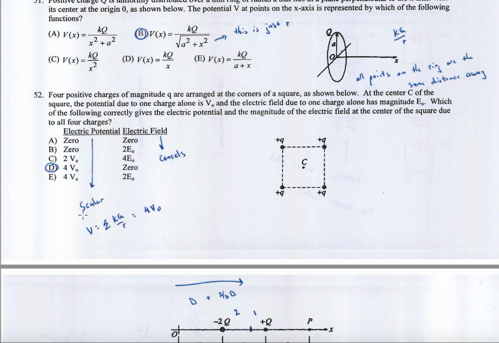The voltage is a scalar. Remember, the voltage for point charges is just the sum of all the individual charges. Well, that's just KQ over R. So you just get 4V naught, where V naught is the voltage due to one charge alone.